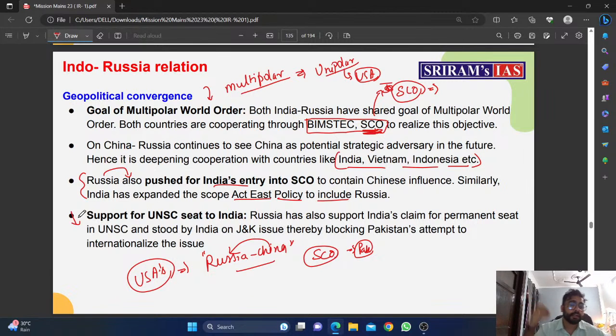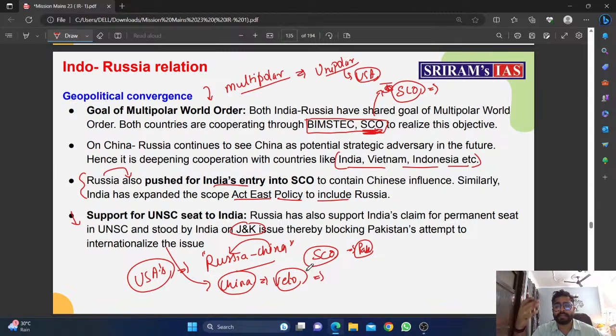Whenever there is a voting, like a voting on the J&K issue that has happened, it was blocked by Russia. Whenever there is a claim for the permanent seat, Russia supports us. Then when China was putting a veto on many international terrorists, Russia was one of those countries that put pressure on China to move with this order, allowing many international terrorists to be declared as global terrorists under the UN, like Masood Azhar. Very recently, China has again blocked action on one international terrorist, Sajid Mir.